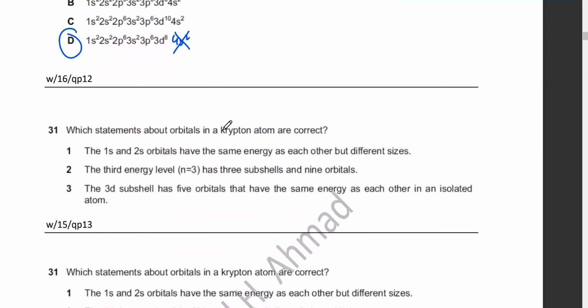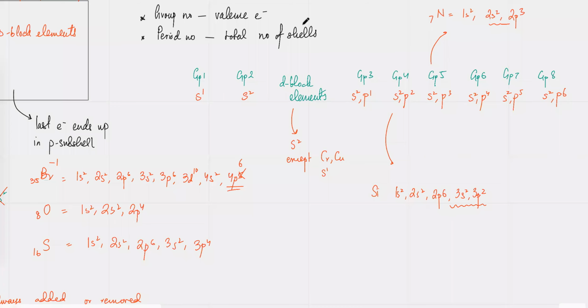Then you've got, which statement about orbitals in krypton atom are correct? The 1s and 2s have the same energy level as each other, but different sizes. They don't have the same energy level, because that's the first shell, and this is the second shell. So the electron in the second shell is more energetic. It would be further away from the nucleus.